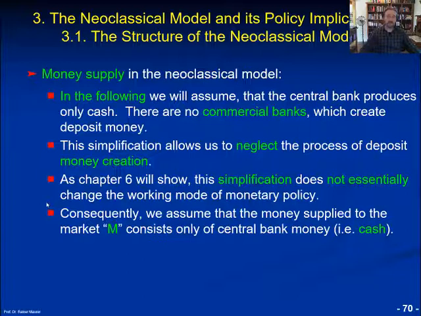So we have an economy where only cash is used to make payments, and cash comes from the central bank directly. This simplification allows us to neglect the process of deposit money creation. As Chapter 6 will show, this simplification does not essentially change the working mode of monetary policy. Consequently, we assume that the money supplied to the market, for which we use capital letter M, consists only of central bank money, cash. Central bank money is always cash.